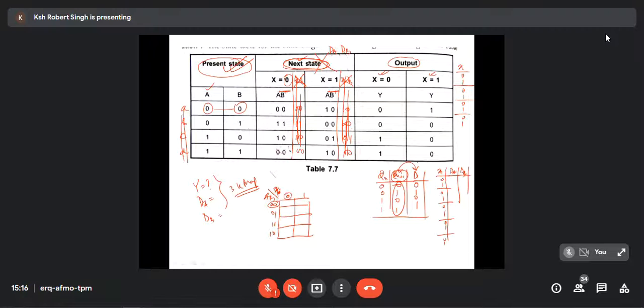JK has to be included in this table. But for D, if you want to include, you can include. Can you understand what I'm saying?